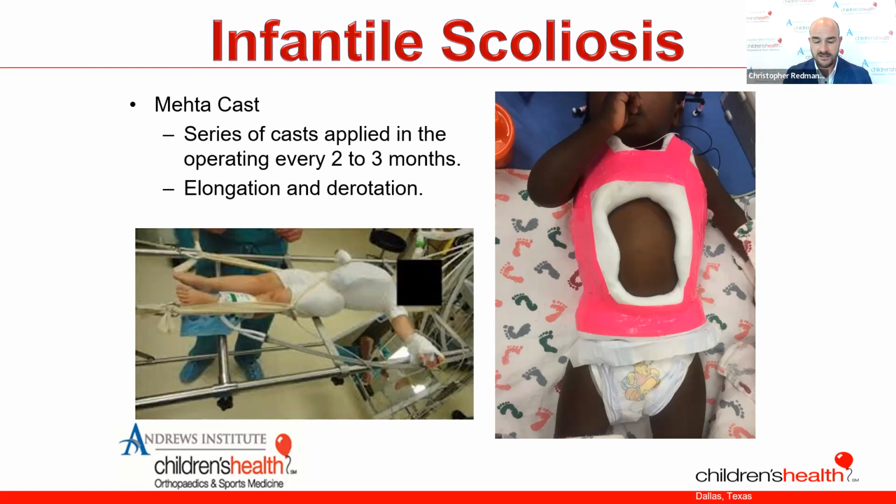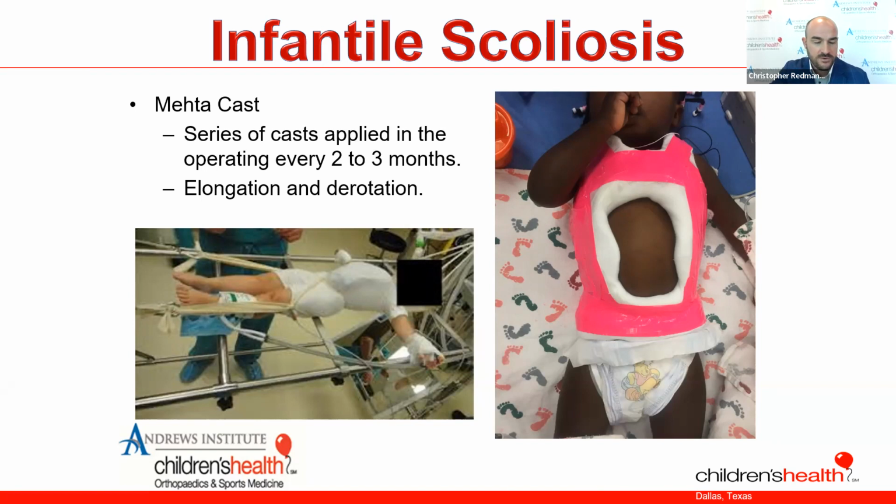Initial studies by Dr. Mehta demonstrated that about 80% of patients will improve on their own with infantile scoliosis. But if we take the other 20% that do not improve on their own and we perform serial casting, she demonstrated that 80% of that 20% would go on to improve and completely resolve scoliosis with spinal casting.